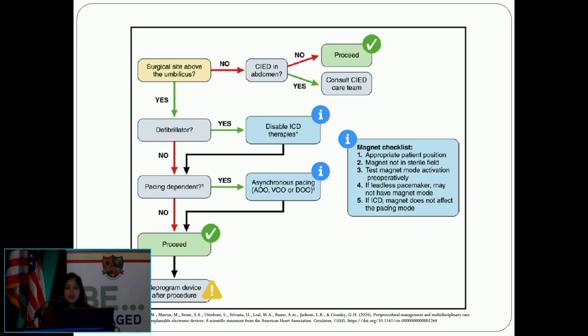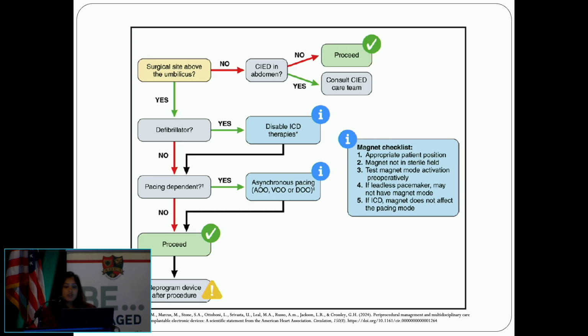So this is a nice diagram to show a decision pathway that you can use for cardiac device management preoperatively. Just start at the top here and see where the surgical site is. If it's above the umbilicus, then you can check if the patient has a defibrillator. If yes, then you should disable the ICD therapies.